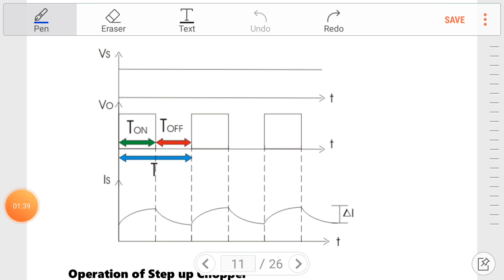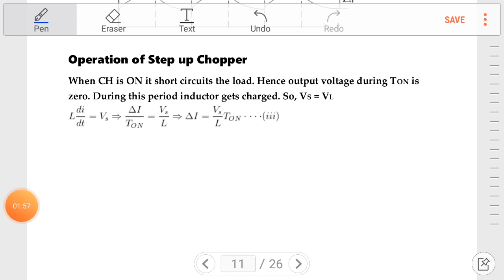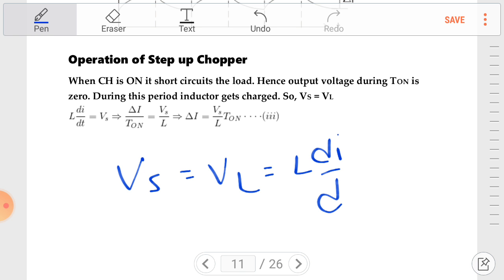The working equation of the step up chopper is V output equal to Vs divided by 1 minus D. Now we have to prove this equation using the on time and off time KVL equations. During on time we have the equation Vs equal to VL, and by putting the value of VL equal to L dI by dt we get equation number one.